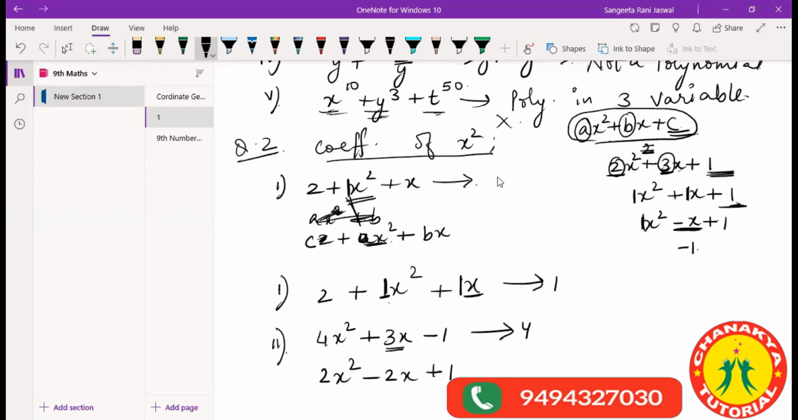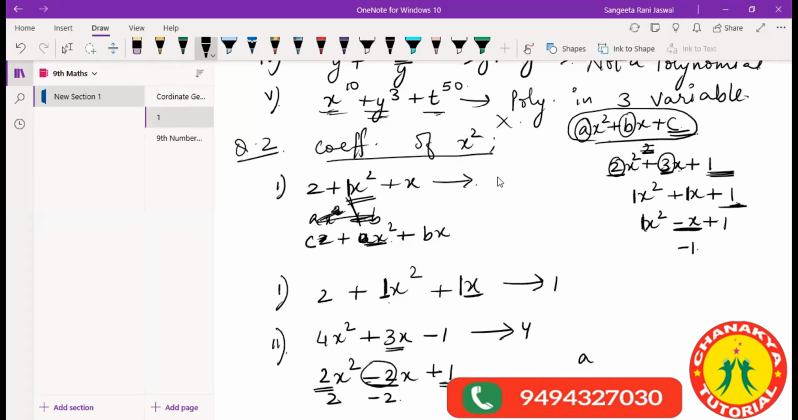Now tell me, what is the coefficient of x square? Ma'am, 2. Okay, this is 2. What is the coefficient of x here? Ma'am, minus 2. Minus 2. Yes, minus 2. And this is the constant term, 1. Why did we take it as minus 2?